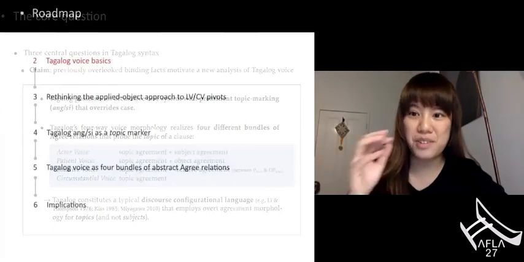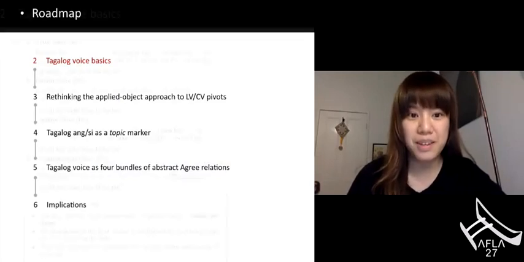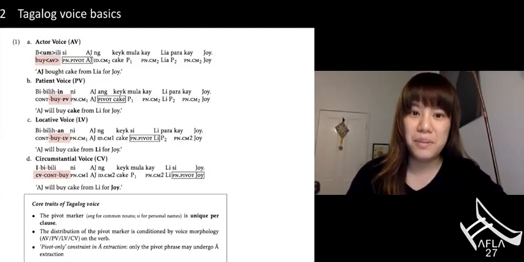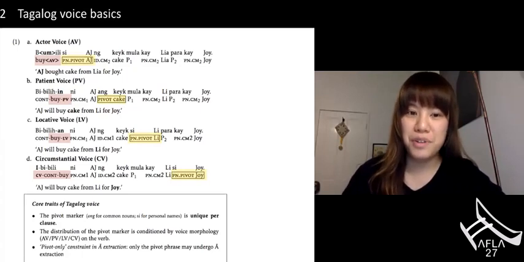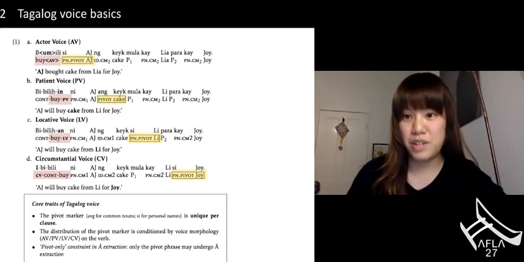Okay, so we'll just quickly review the core traits of this voice system. I think this is something you're all very familiar with. Like many other Philippine-type languages, Tagalog possesses this four-way voice morphology, which controls the distribution of a marker, which I refer to as the pivot here, whose presence indicates that a phrase is the sole phrase in the clause eligible for A-bar extraction. This is known as the pivot-only extraction constraint.